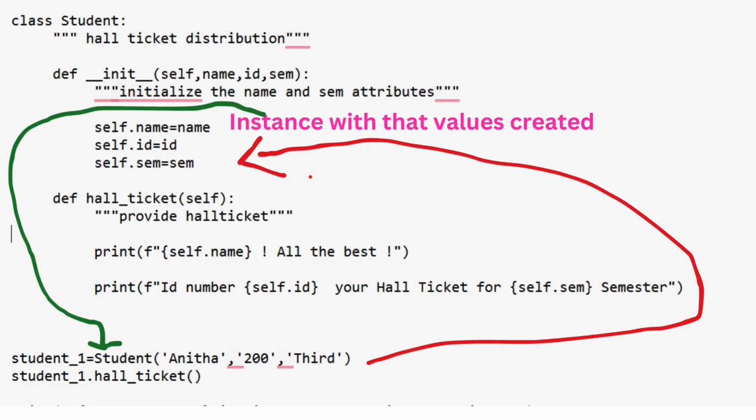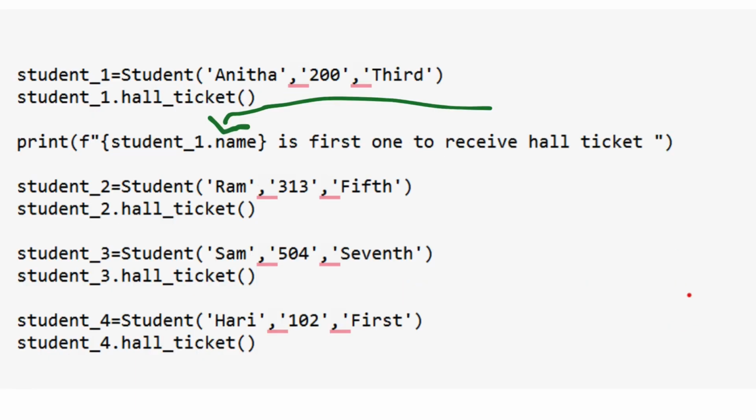Okay. So we can now access any attribute in that class with the student1 variable. See in this line, we have done that. The instance name is student1, dot notation, and then the attribute that we want to access. So I have accessed the name here. So it's just going to print student1.name is the first one to receive the hall ticket. Obviously student1 has been created with the values Anita, 200. So the output will be like Anita is the first one to receive the hall ticket.